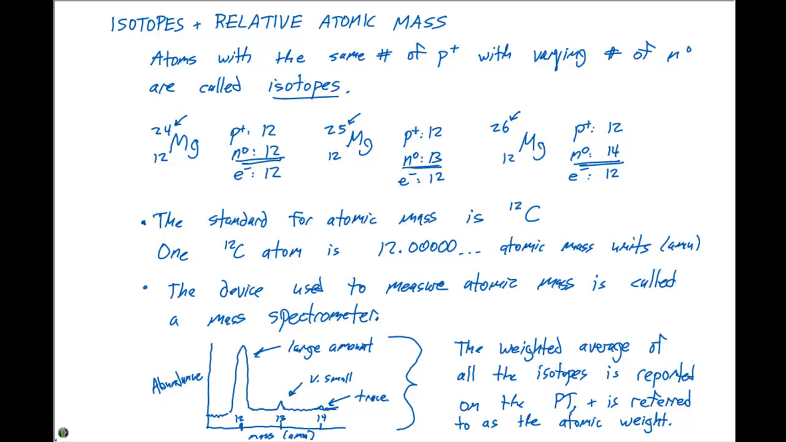So let's go through and do an example of how you would see this. The example that we'll use is for chlorine. In chlorine, if we use the mass spectrometer, it would give us the following readout. Chlorine has two isotopes, chlorine 35 and chlorine 37.